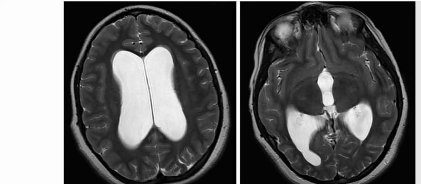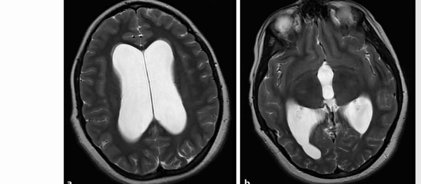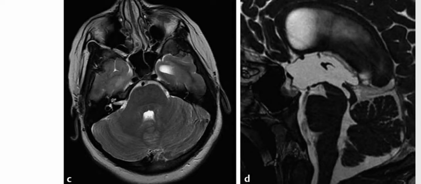So this is a 13-year-old girl presenting with worsening headaches, and these are serial MRI scans. These are the axial T2 weighted MRI scans, and this one involves the sagittal view as well. So here you can see that there is moderate to marked enlargement of the lateral and third ventricles with a normal sized fourth ventricle. So here in this image you can see that the fourth ventricle is of normal size.